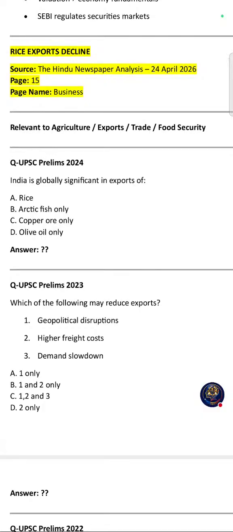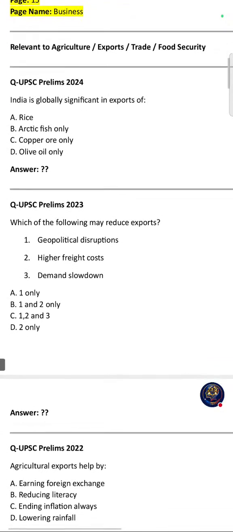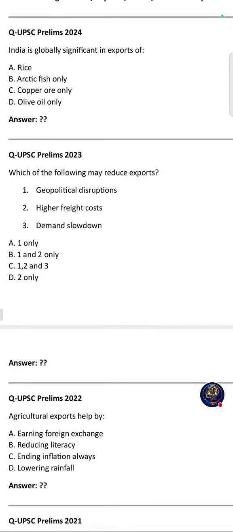Next topic is rice exports decline. This can be read from page number 15, Business, The Hindu. This is relevant to agriculture, exports, trade, and food security. The important questions here are: India is globally significant in exports of. What is the answer?